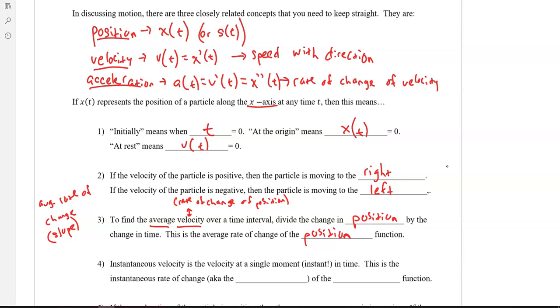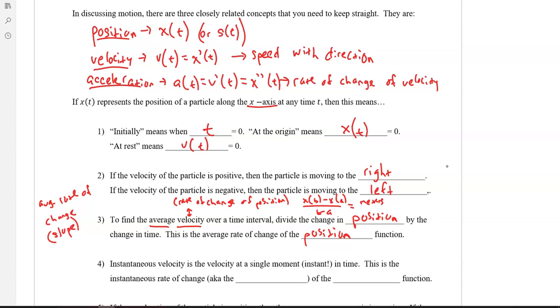Okay. So why is it that we divide the change in the position by time and we end up with an average velocity? Well, think about this, right? If I do x of b minus x of a over b minus a, this subtraction up here is going to be some sort of position. So let's just say we're talking like meters or something like that.